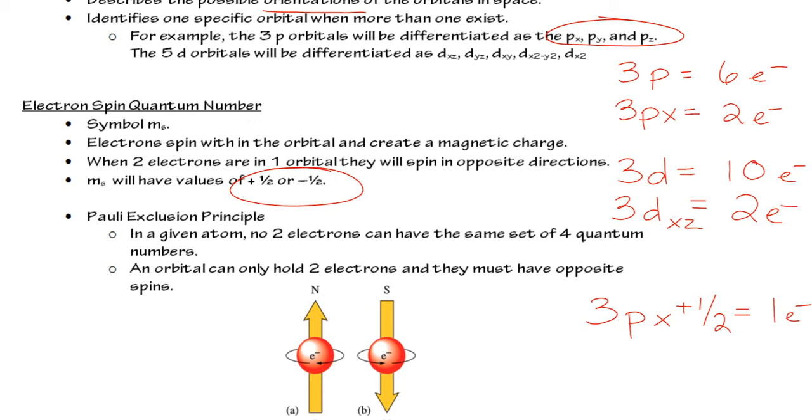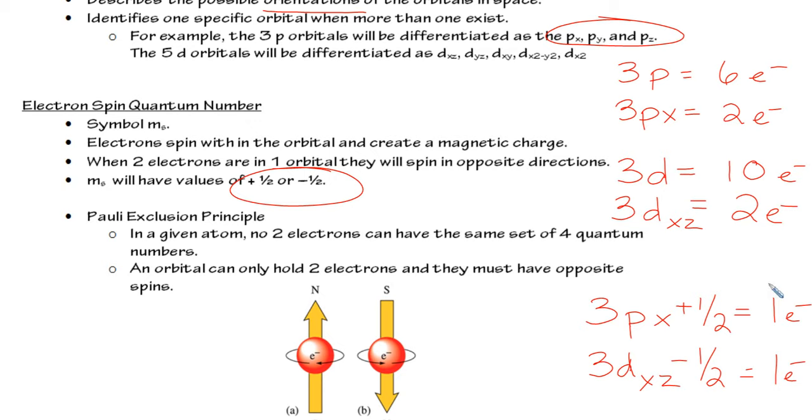And we can do the same thing with the d's. We could have the 3dxz minus 1/2. That brings me to 1 electron. Best I can do. So again, it's kind of like an address. Now finally, we should mention something called the Pauli exclusion principle, which basically states that in an atom, no two electrons could ever have the same set of 4 quantum numbers. We could have electrons that have 3 quantum numbers the same.